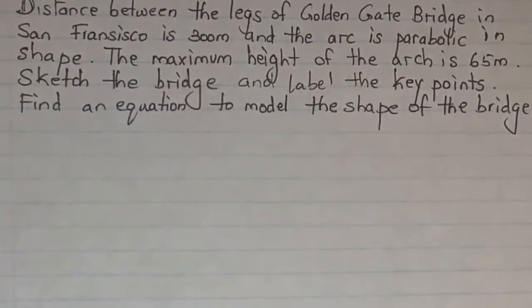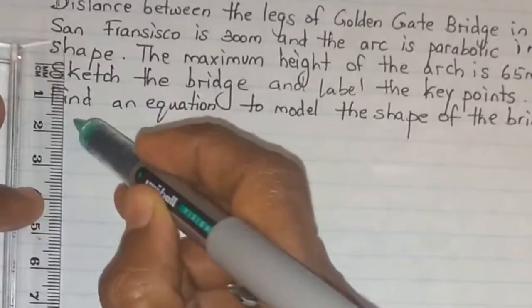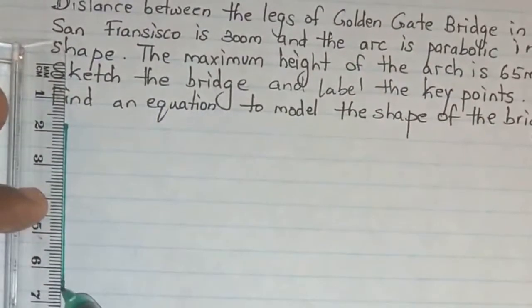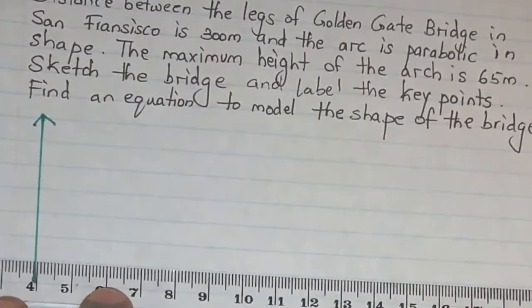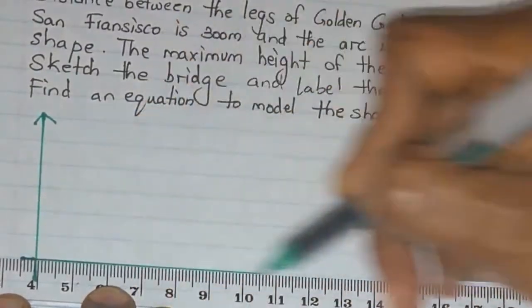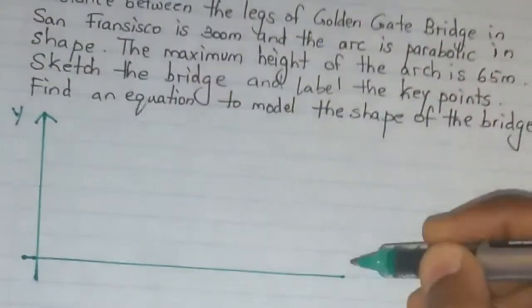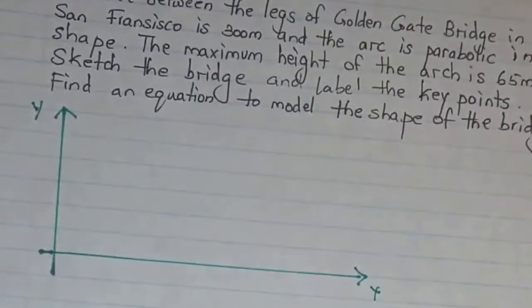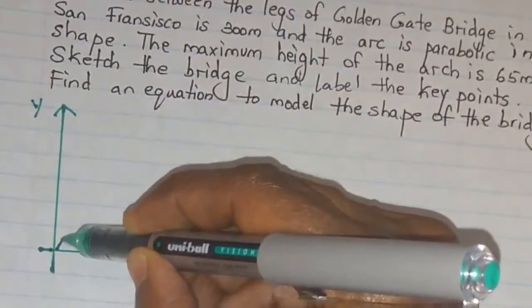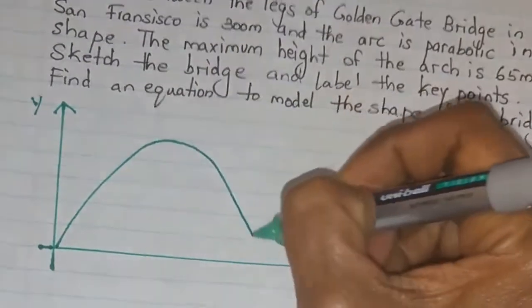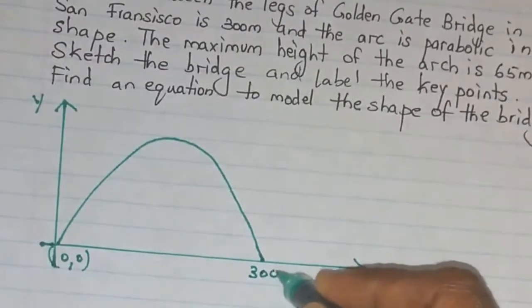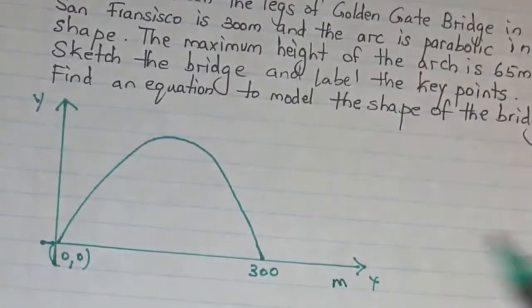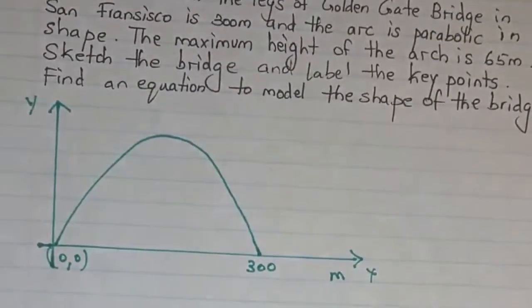Okay, let's sketch the bridge. The information that's given to us is that the legs are 300 meters apart. So let's draw that. And it has a parabolic shape. So that would be my y, and this is my x-axis. And it has a parabolic shape, so let's draw a parabola. So it starts at 0, and the distance is 300, in meters. And that's 300.